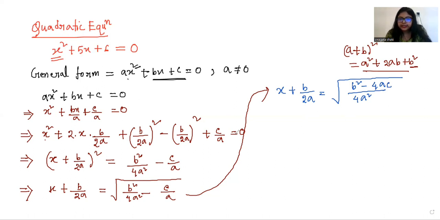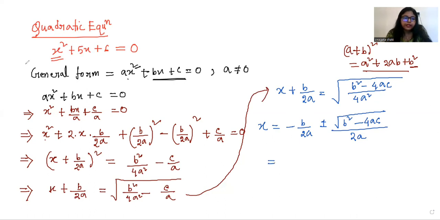Now let's see, if we take this b by 2a to the other side, then we will get here minus b by 2a and plus minus, because we are doing square root here. So b square minus 4ac, and the denominator will be 2a, right? Now we can take common 2a from both the terms. So the answer will be b plus minus root over b square minus 4ac by 2a.